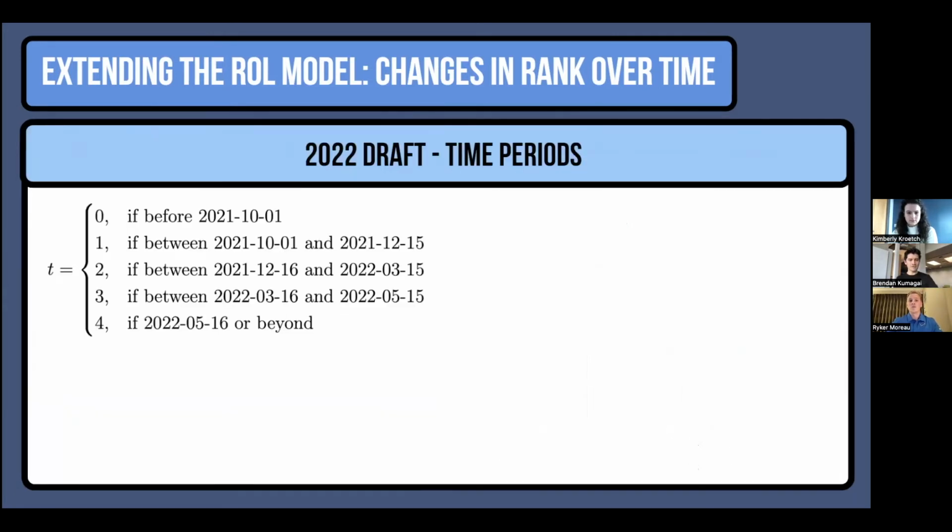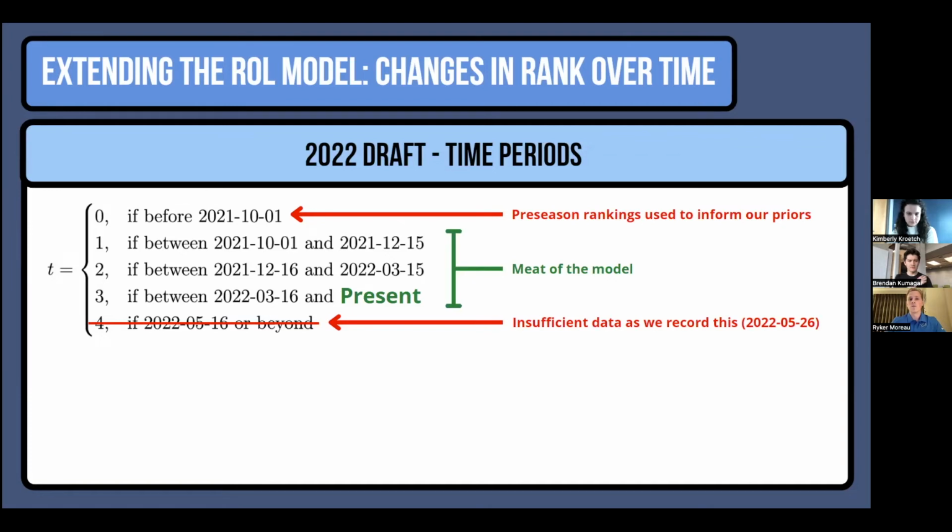Examining the 2022 draft, we split the season into 5 sections, corresponding to major events such as the start of the season, the World Junior Championship, and the end of the season. Looking at each time period, we can note a few things. First, the preseason will be used to inform our priors, as that is the start of our ranking data. Next, the middle 3 periods are considered to be the meat of our model, since this is when the majority of rankings come out. And lastly, due to the timing of our analysis, there is insufficient data coming from the postseason rankings. Therefore, we will not consider this time period in our analysis.